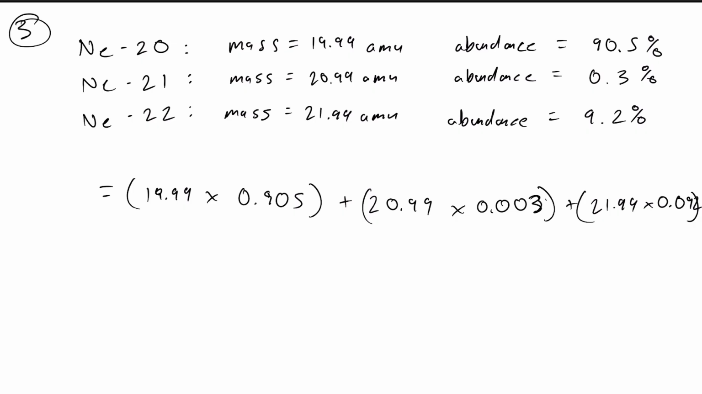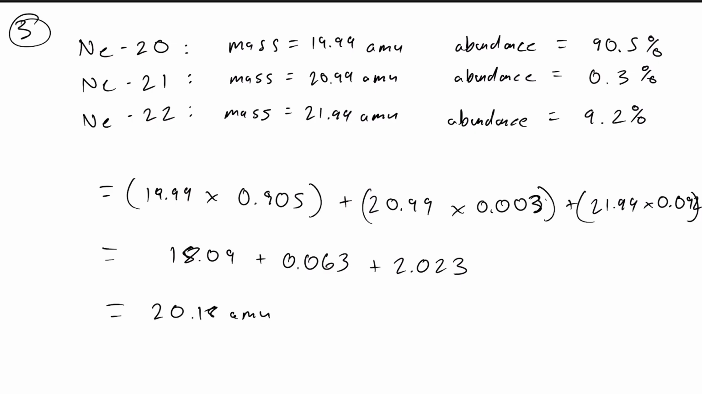I apologize for that last bracket, but when we multiply these out, we're going to get 18.09 plus 0.063 plus 2.023. And then when we add them up, we'll get a final value of 20.18 atomic mass units.